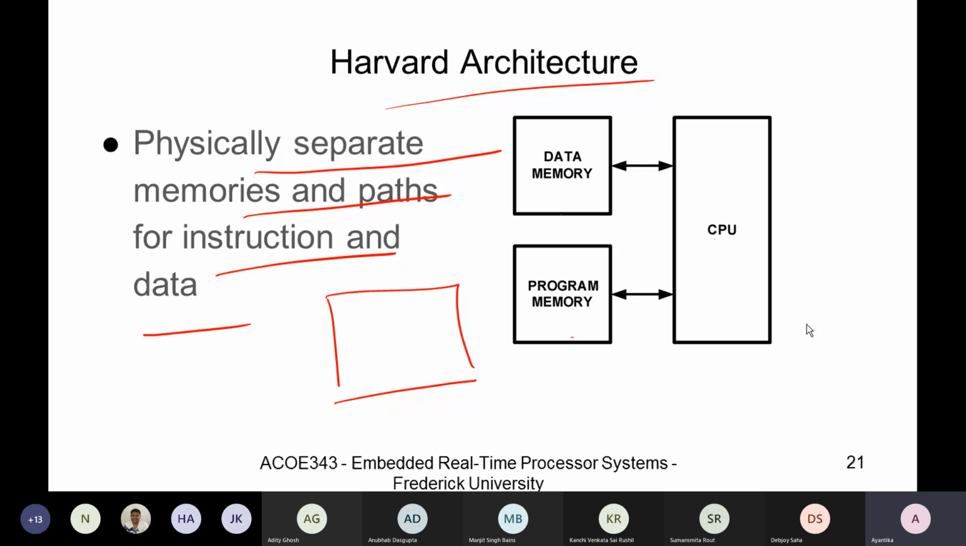Someone who has done the security related requirement. Do you think this is secure or insecure? Maybe my question is not clear. Just think in this way. Anybody want to tell anything? I think this is secure, ma'am, because the data memory can be protected more.